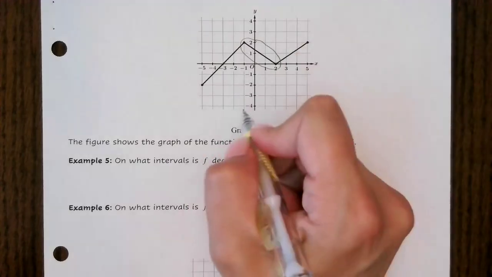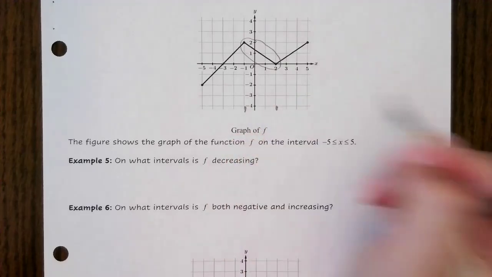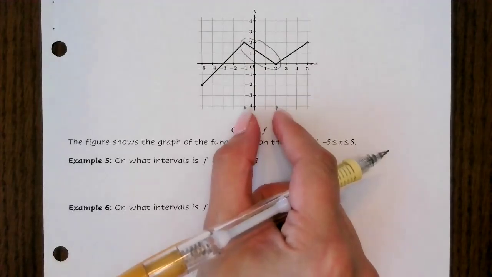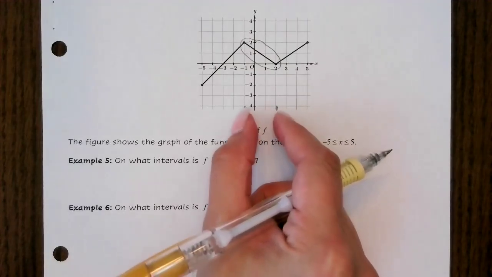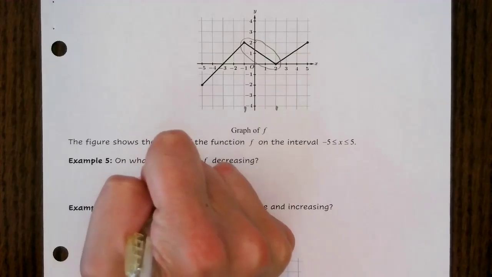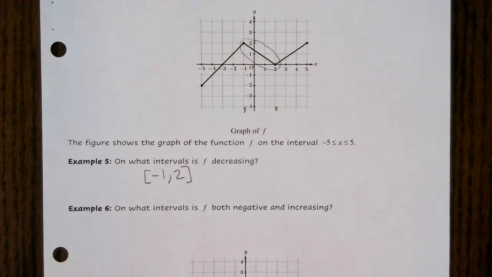When you're writing these intervals, you are writing the x values. So from here to here, that's the part of the graph that is decreasing. Y values repeat, x values do not. So we want to write the x values. Look at the y values, write the x values. So from -1 to 2 is where the graph is decreasing.